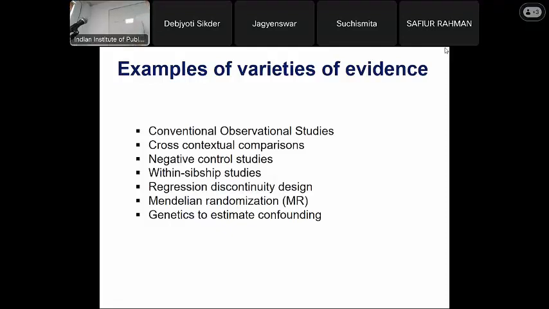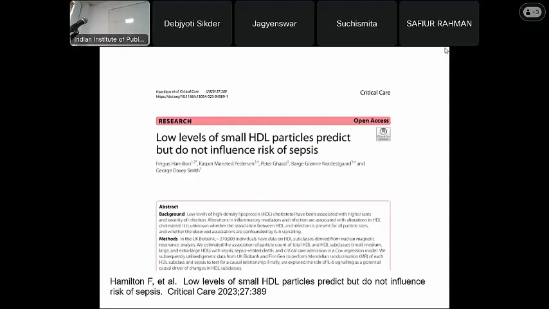You can also use genetics to estimate confounding. We know that there's measurement error in confounders, and you might be missing confounders. But Mendelian randomization is an instrumental variable approach, and instrumental variables adjust for measurement error. So you actually get the finding as though it has been adjusted for measurement error.